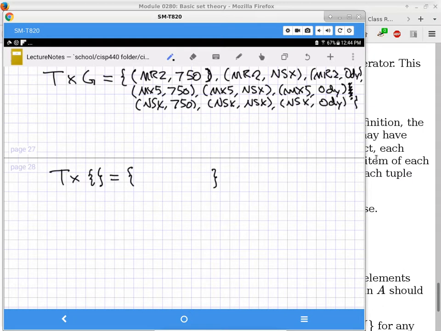Is there any value to doing Cartesian products with a set and itself? Yes. So we'll be using Cartesian products a lot in this class. When we start to talk about functions, we'll talk about this.